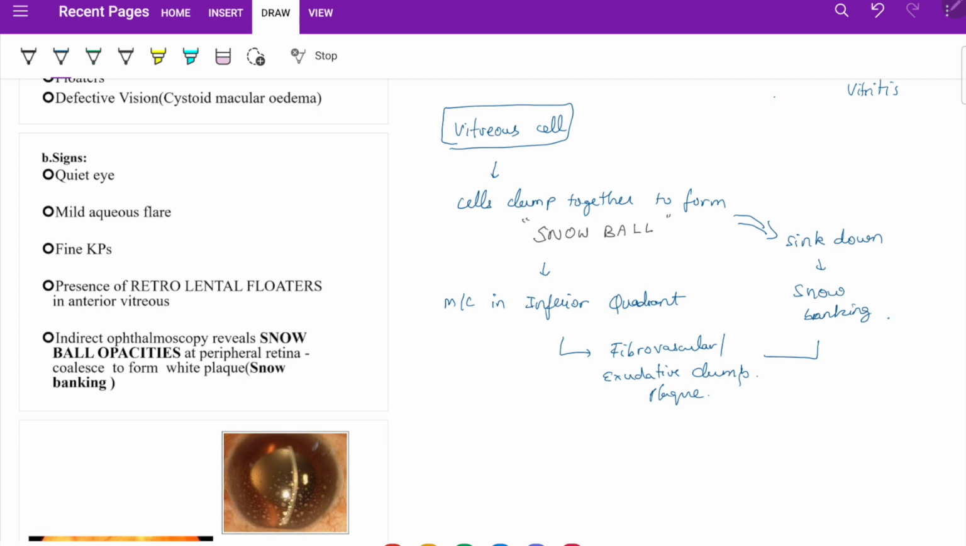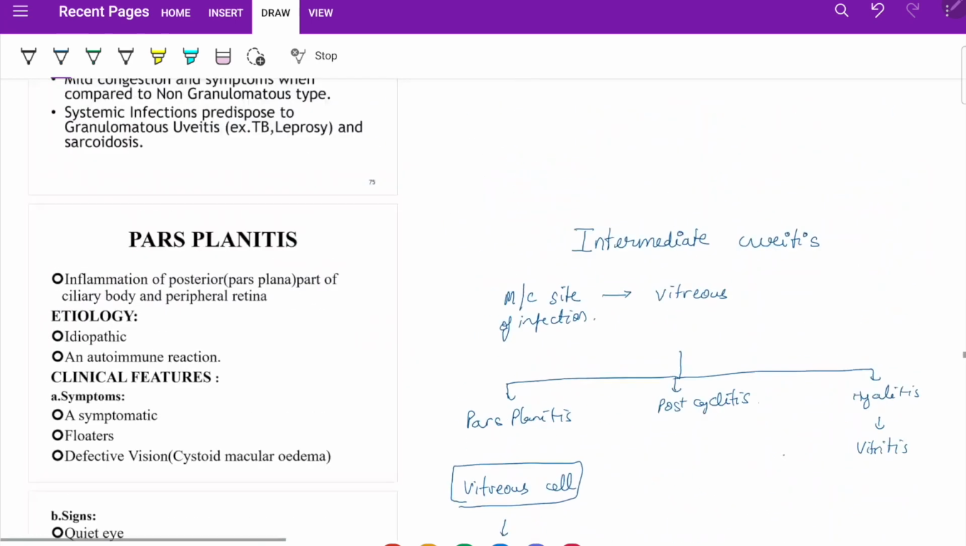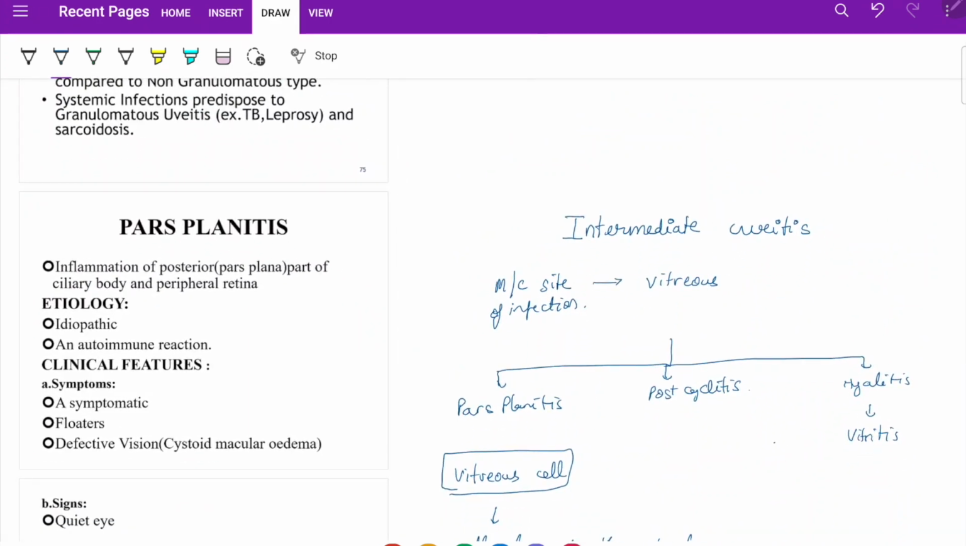Okay, so what are the causes? It is often associated with a systemic disease such as sarcoidosis, Lyme disease, or there can be peripheral toxocariasis, primary intraocular lymphoma, multiple sclerosis, syphilis. All these things can cause pars planitis.